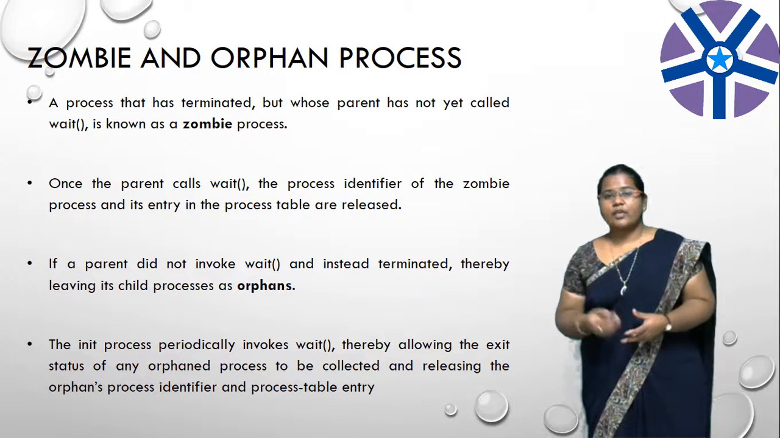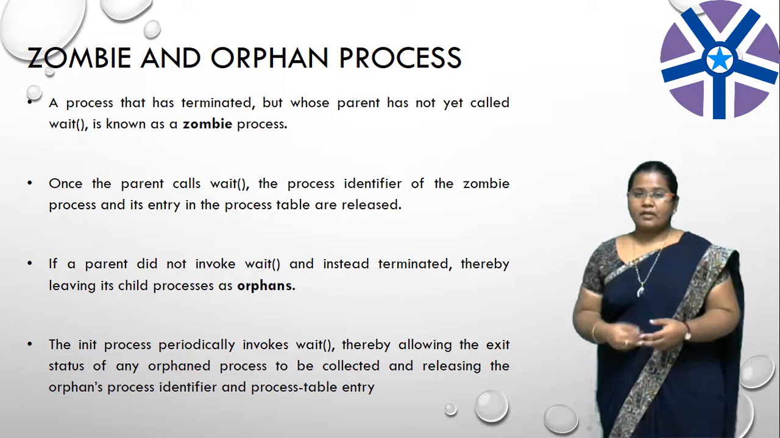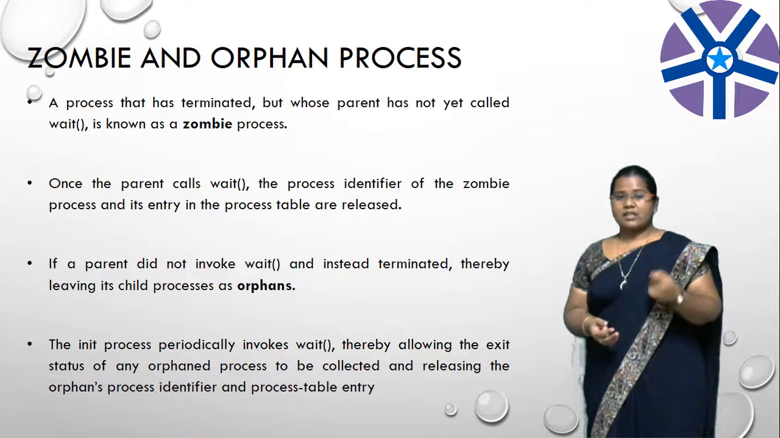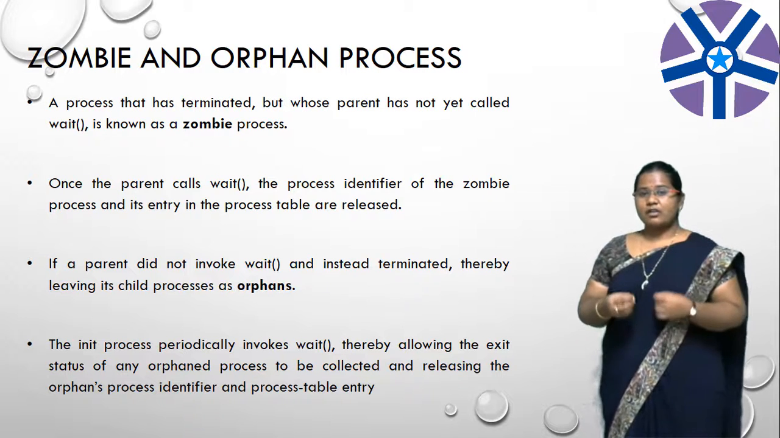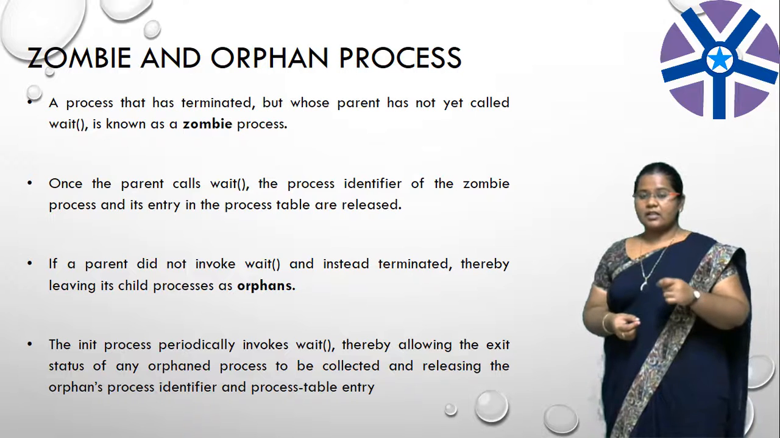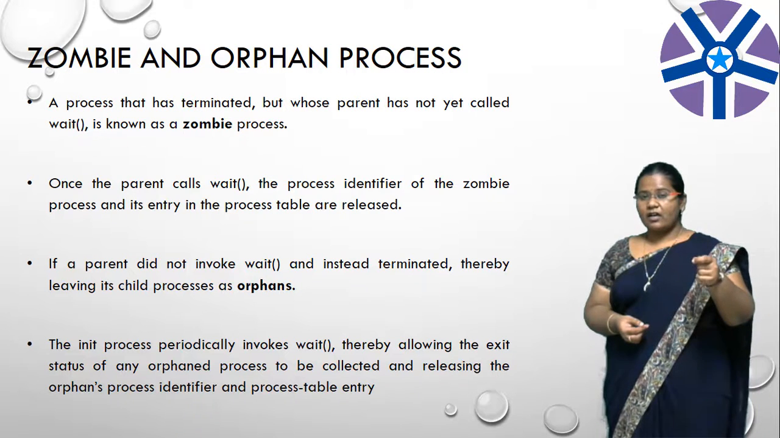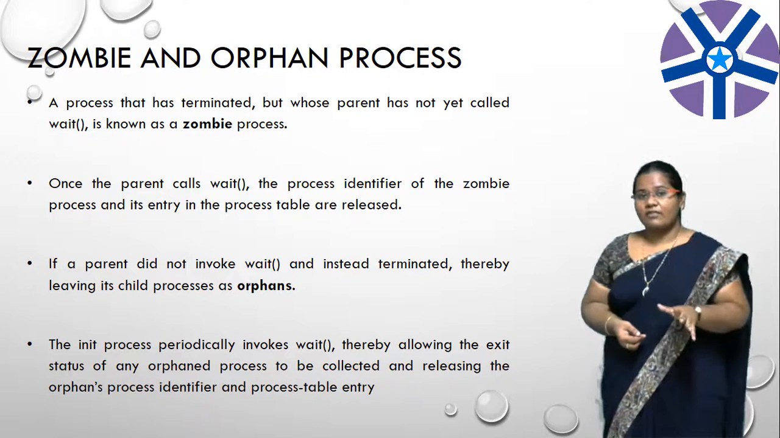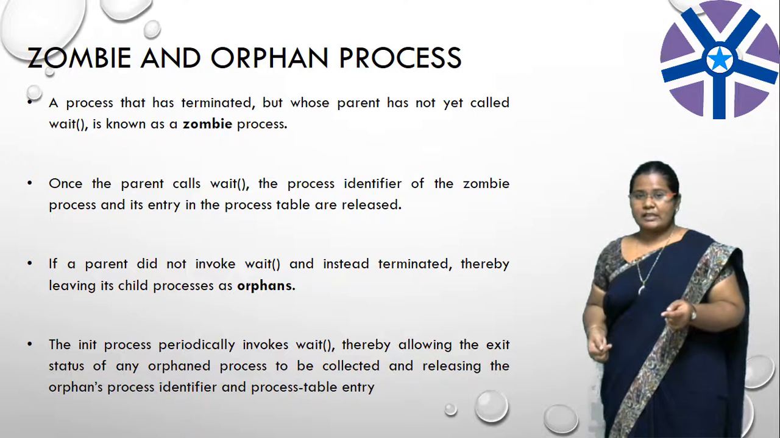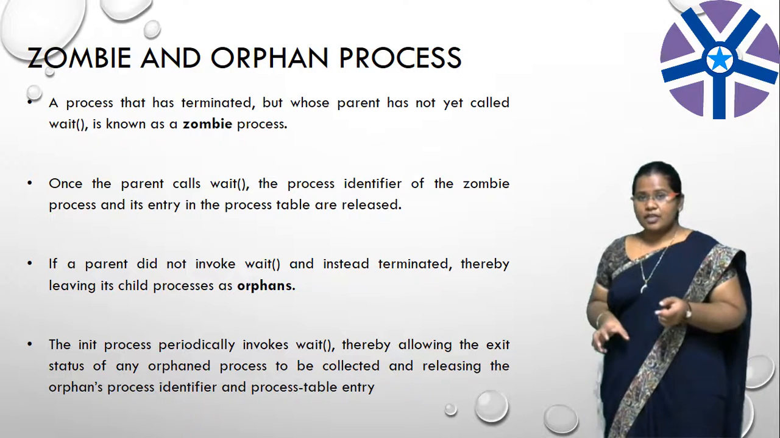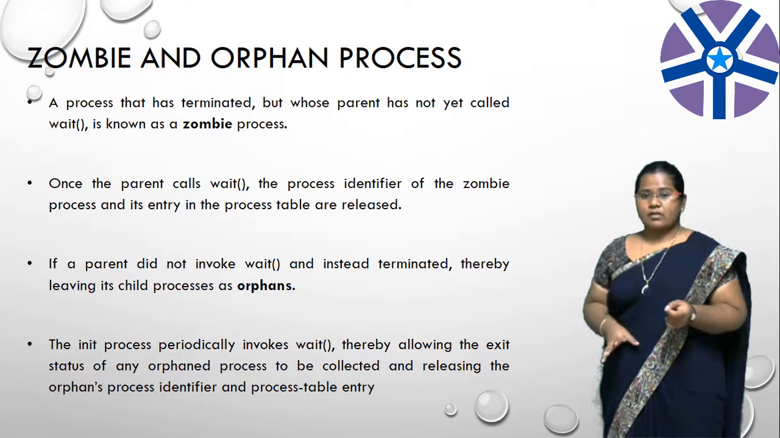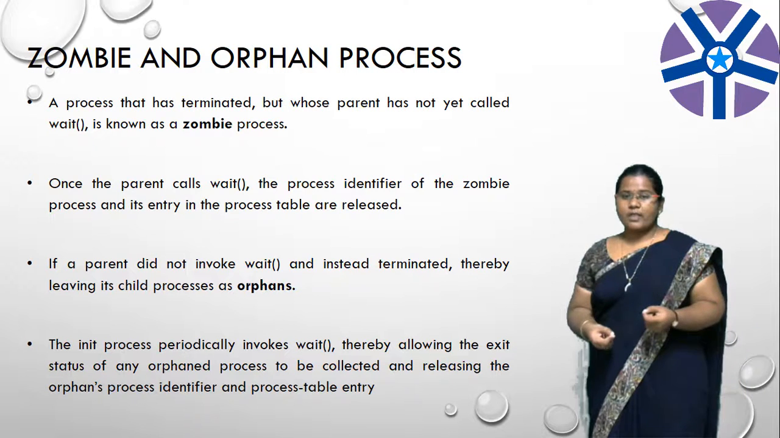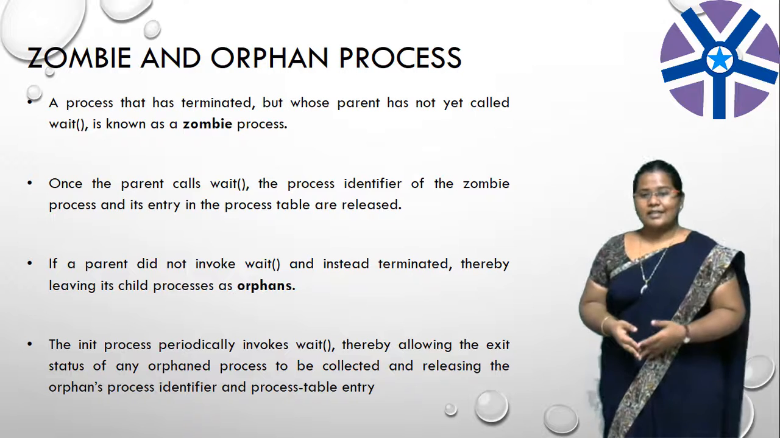Two more concepts we have to remember while executing parent-child processes. When a process has been terminated, as we have discussed, its status must be notified to the parent process through the wait system call. If the parent process is not executing the wait system call, even if the child process terminates, then that terminated child process is called a zombie process. After some time, if the parent process executes the wait system call, this zombie process can be terminated.